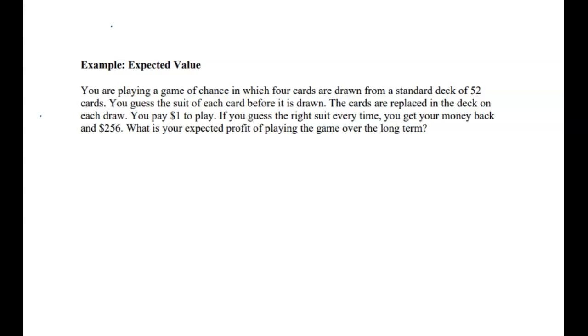Okay, so we want to make a probability distribution table. So X is your outcome, and P is the probability of each outcome. Okay, so let's see what the outcomes are.